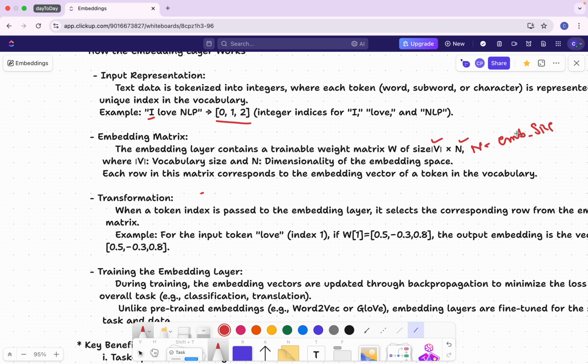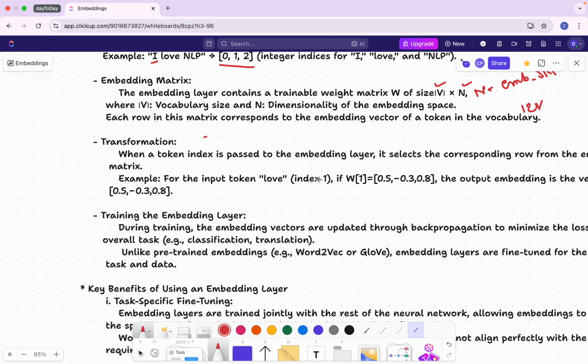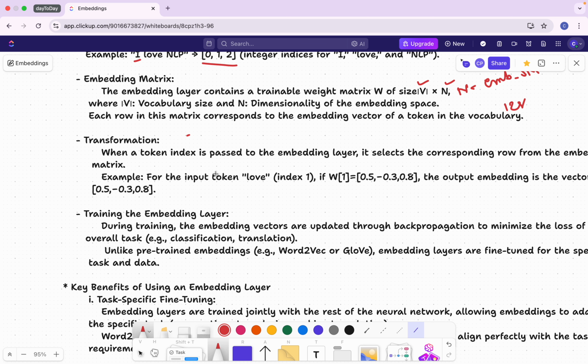You will decide how much length of embedding, or how much shape of embedding, you need. Let's suppose we want 128. Then this matrix will be trained during the training, based on the backpropagation of the model itself. And we will find our embedding. So when we pass the token index, we simply get the embedding.